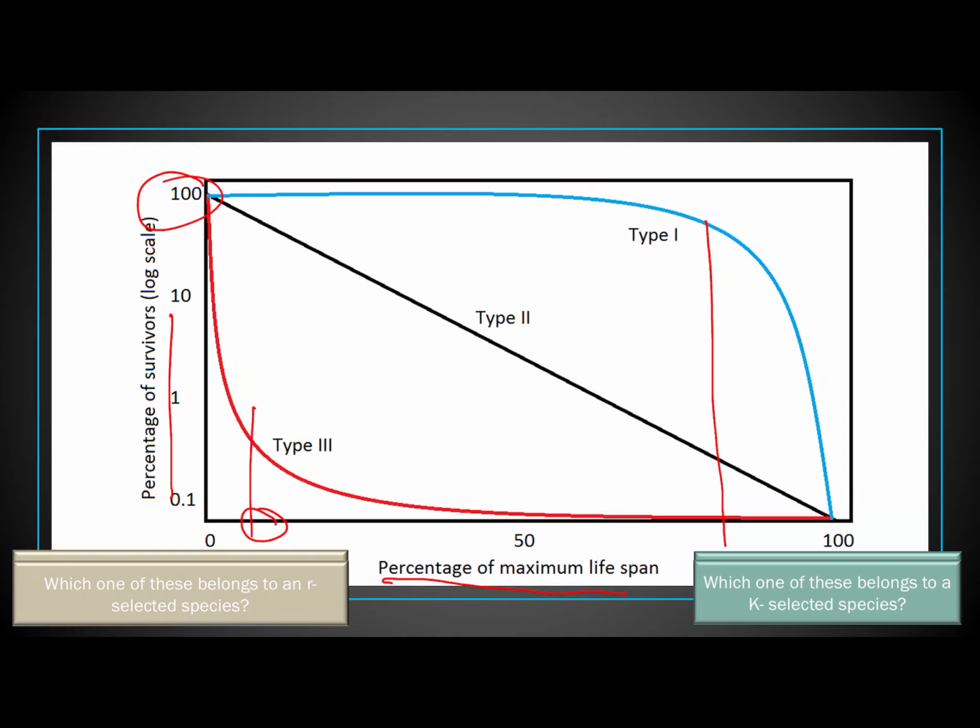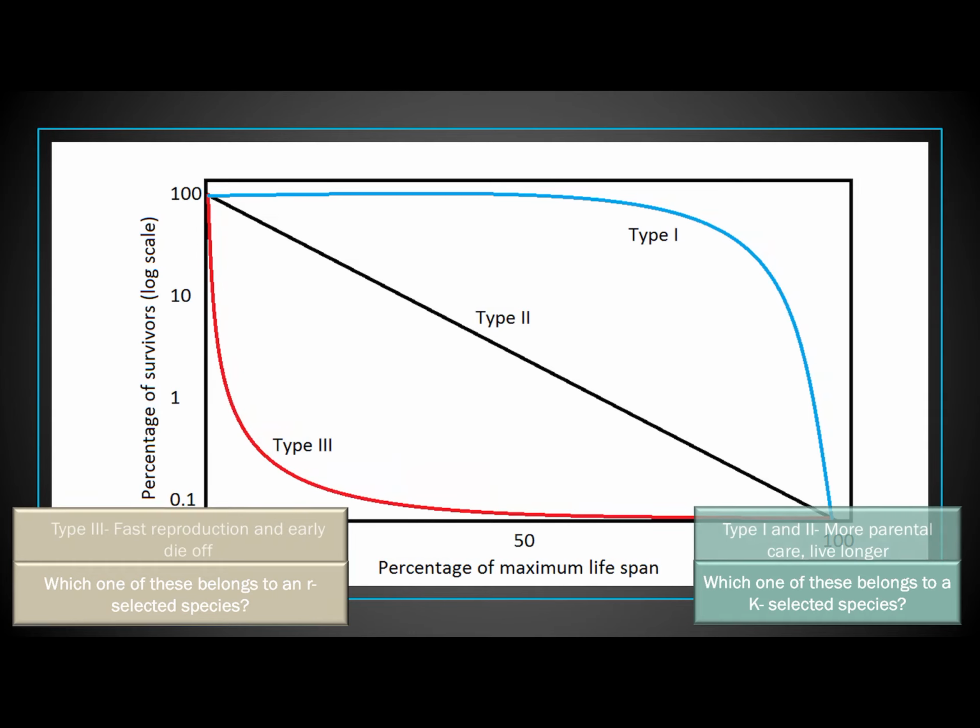So which of these belongs to an R-selected species? Remember, these are the species which produce a lot of young, don't provide a lot of care, and usually have really short lives, versus K-selected species, which tend to have fewer young, invest more in their care, and live long lives. So let's see. Starting with the R-selected, we see that type 3 represents our Rs because they reproduce a lot real quick and then die off pretty early.